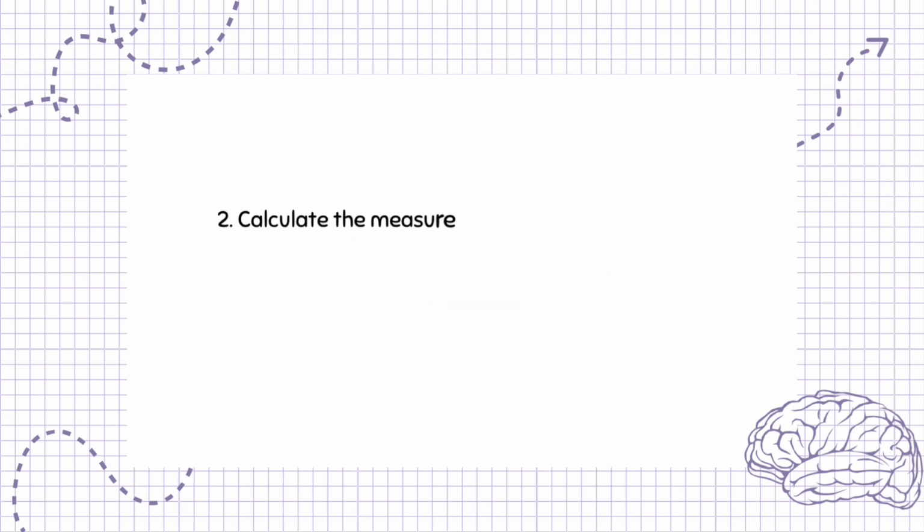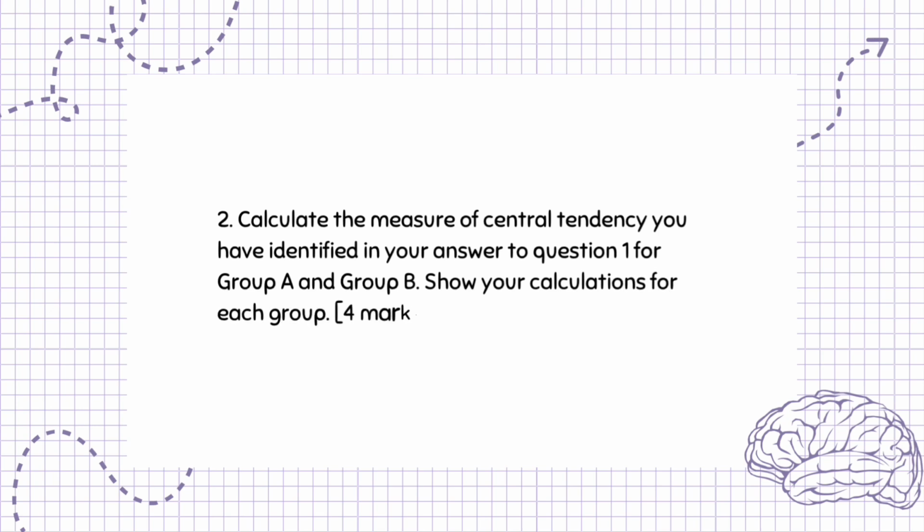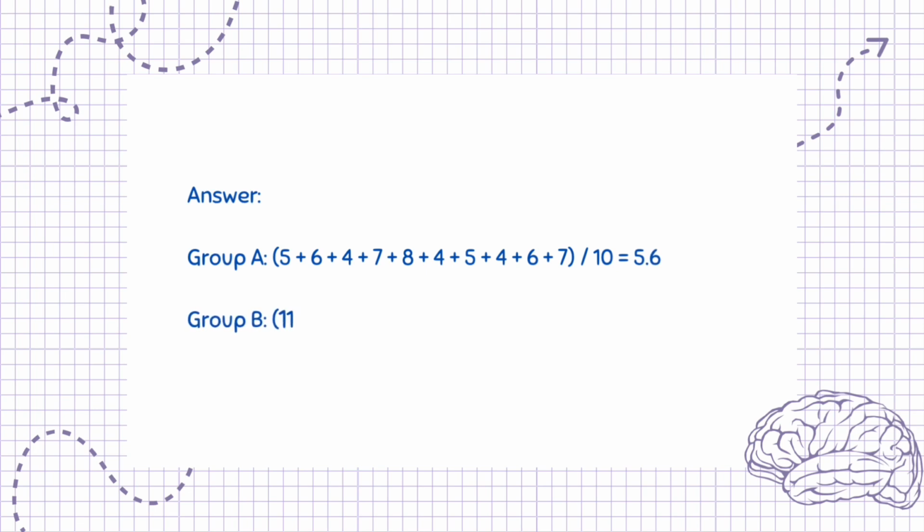Question 2. Calculate the measure of central tendency you have identified in your answer to question 1 for Group A and Group B. Show your calculations for each group. 4 marks. Group A: 5 plus 6 plus 4 plus 7 plus 8 plus 4 plus 5 plus 6 plus 7, divided by 10 equals 5.6. Group B: 11 plus 10 plus 11 plus 13 plus 12 plus 14 plus 15 plus 11 plus 14 plus 14, divided by 10 equals 12.5.